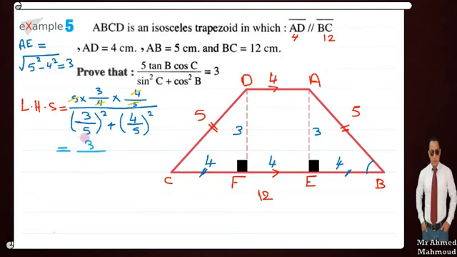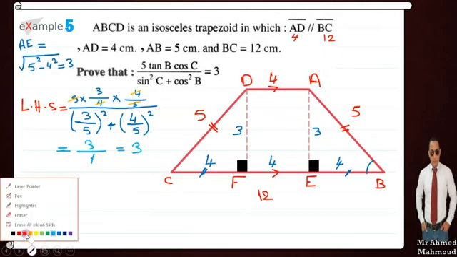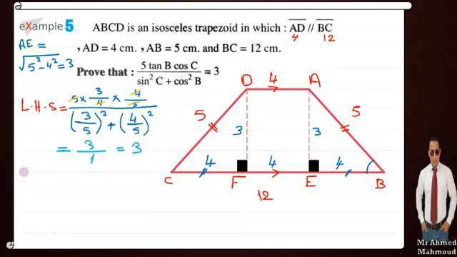3 over 5 all to the power of 2 plus 4 over 5 all to the power of 2 equals 1. 3 over 1 equals 3. So the left hand side equals 3 and the right hand side equals 3. Therefore, the left hand side equals the right hand side.